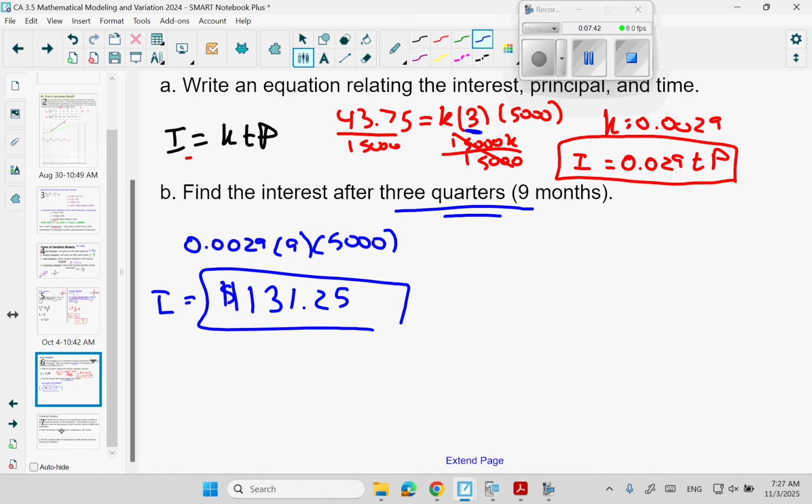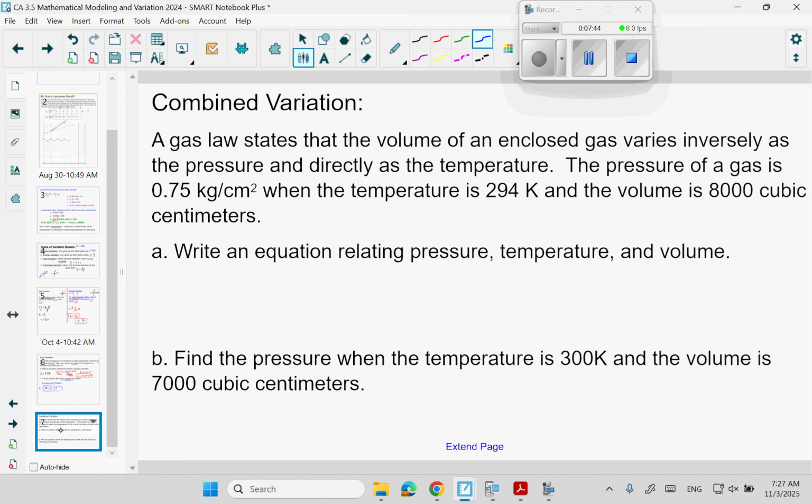Okay. Gas law states the volume of the enclosed gas varies inversely as the pressure and directly as the temperature. So we would get something like volume equals k over P because it's inversely the pressure, but it's directly with the temperature. So temperature is going to go up top. Then it gives me some values. Pressure is 0.75. Temperature is 294, and the volume is 8,000.